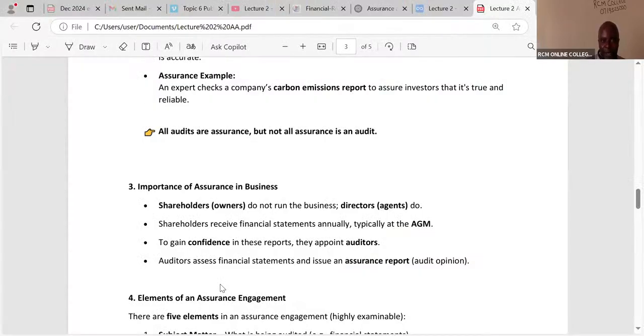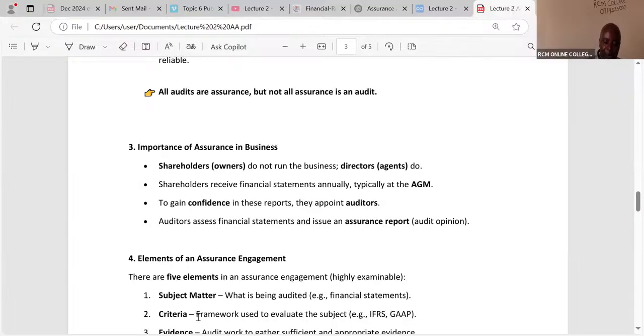So then we have elements of any assurance engagement, and I've told you audit is part of the assurance engagement. Remember, an assurance engagement, for it to be valid, must always have 5 elements. You may forget about everything, but you shall never forget the elements of an assurance engagement. An assurance engagement has 5 elements, which are these.